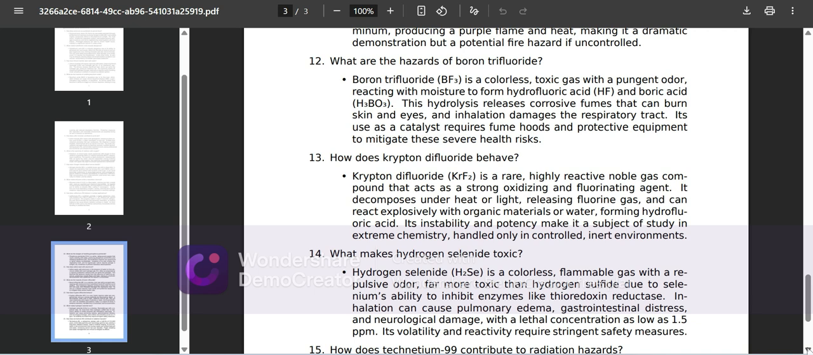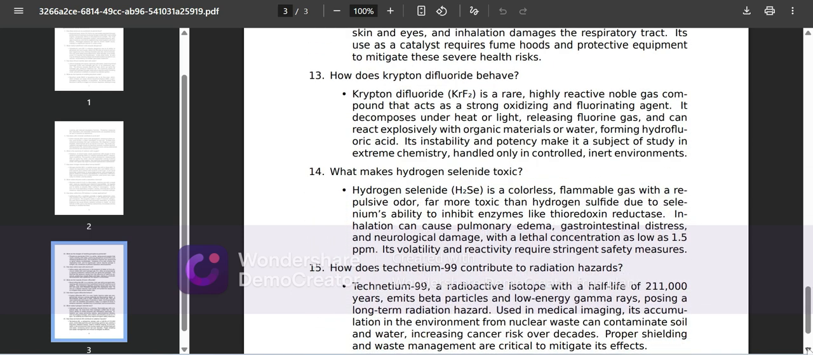This hydrolysis releases corrosive fumes that can burn skin and eyes, and inhalation damages the respiratory tract. Used as a catalyst, it requires a fume hood and protective equipment to mitigate this severe health risk.